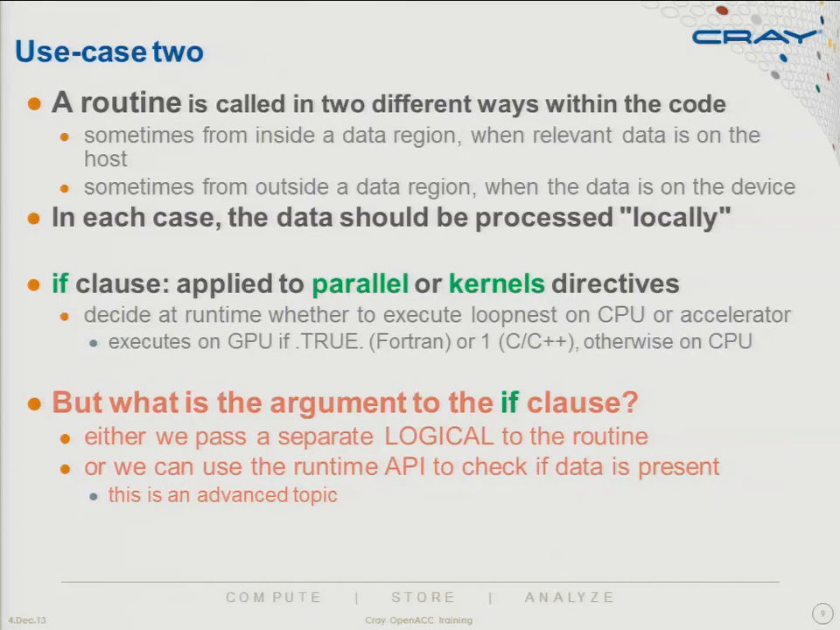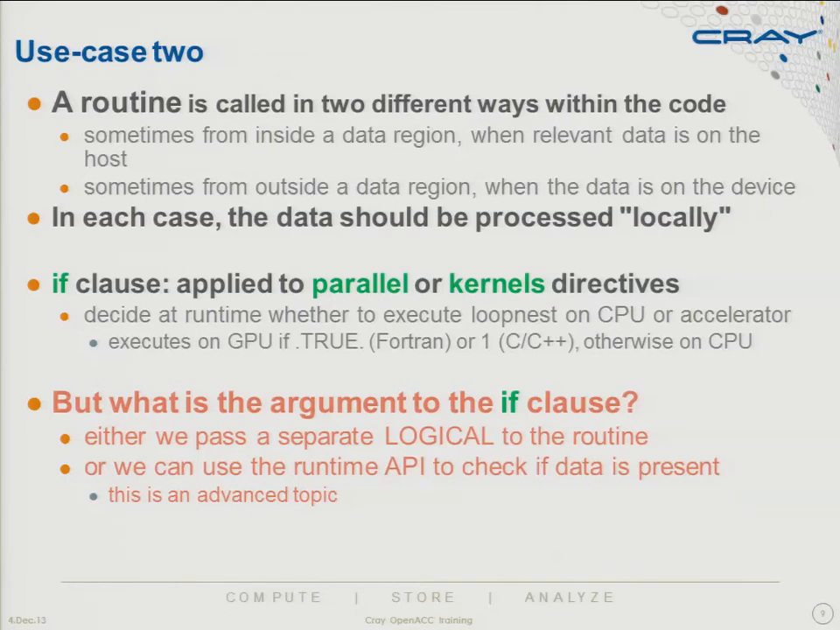Sometimes I'm going to call this routine, and the data is on the host, and I'd like to process the data on the host. Sometimes I'm going to call it, and the data is present on the GPU, and I want to process it on the GPU. How do I decide what to do there?